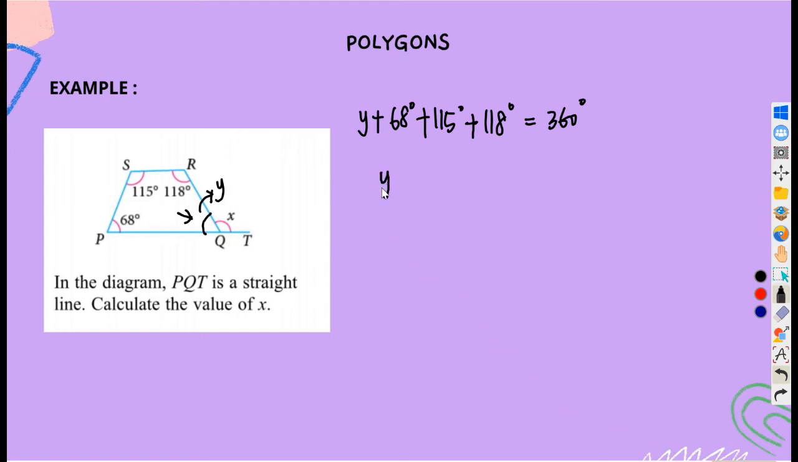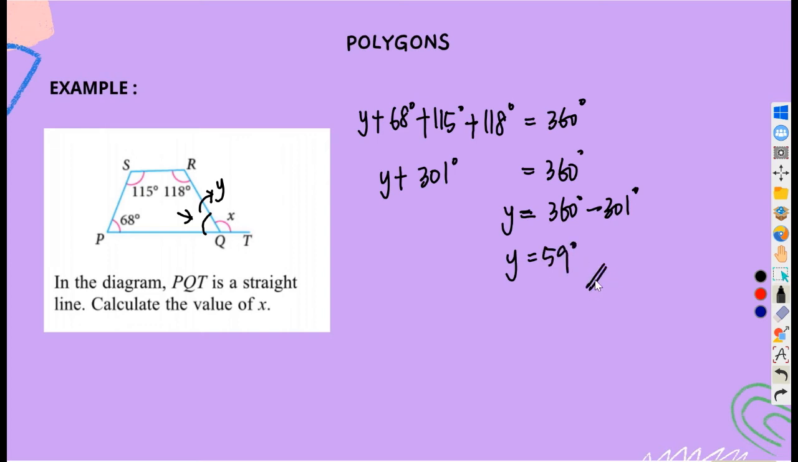Okay, so Y plus... we sum up all together here, we will get 301 degrees equals 360. So bring over to the other side, so Y is equals to 360 minus 301. Okay, so the answer for this one here is 59 degrees. Y here is 59 degrees.